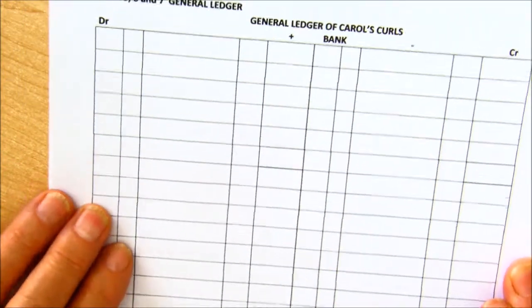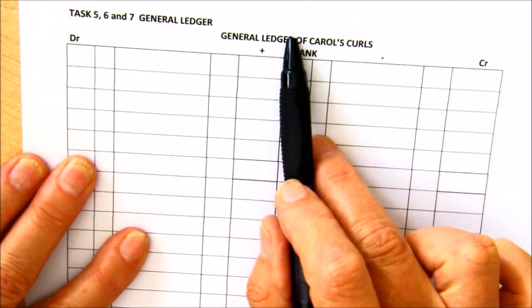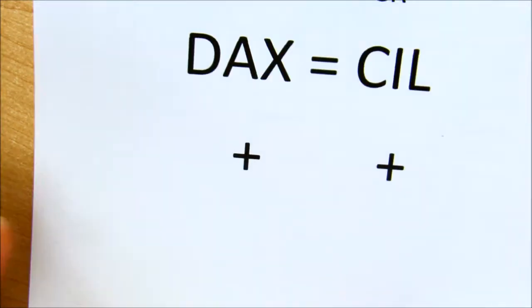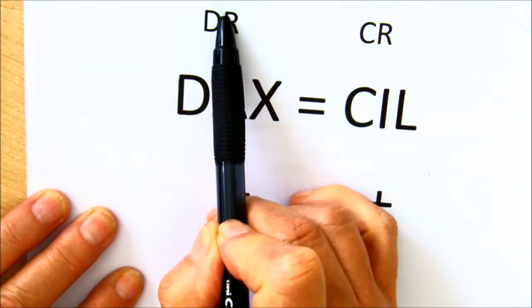We are now going to use ledger accounts. So we're going to have a bank account and we're going to have a capital account. But if we go back to these principles, bank is an asset, so it will increase on the debit side.